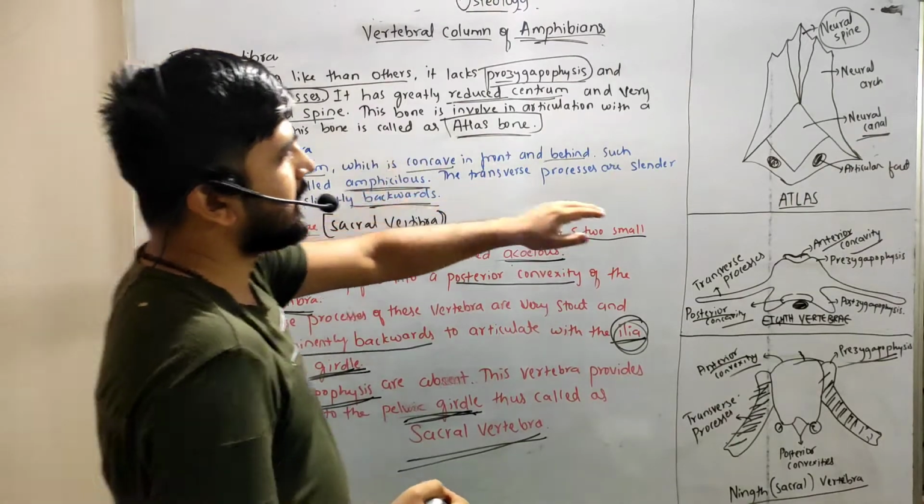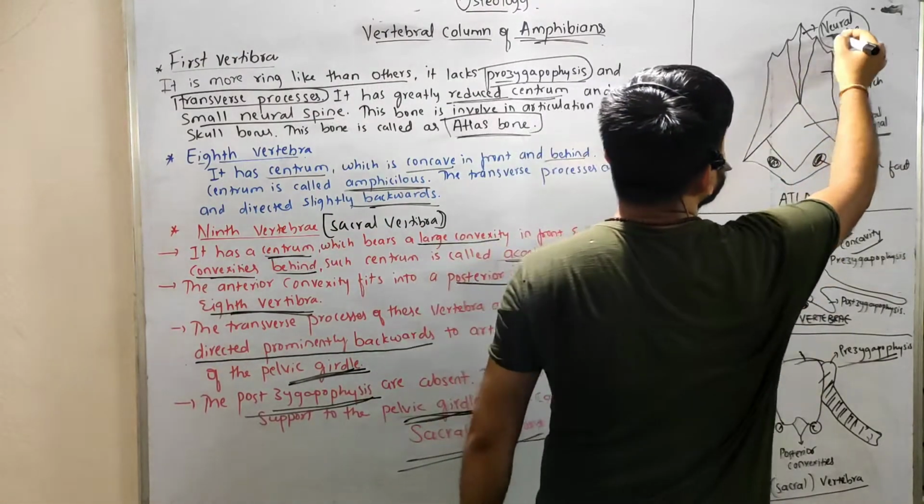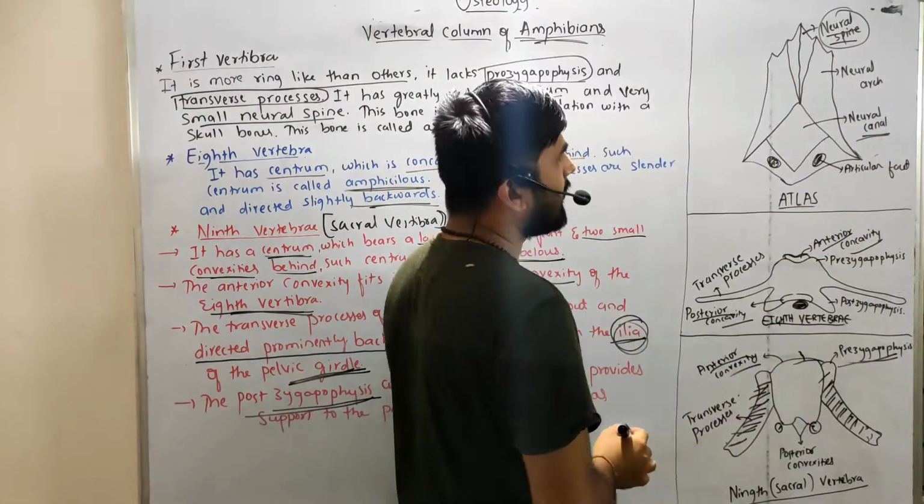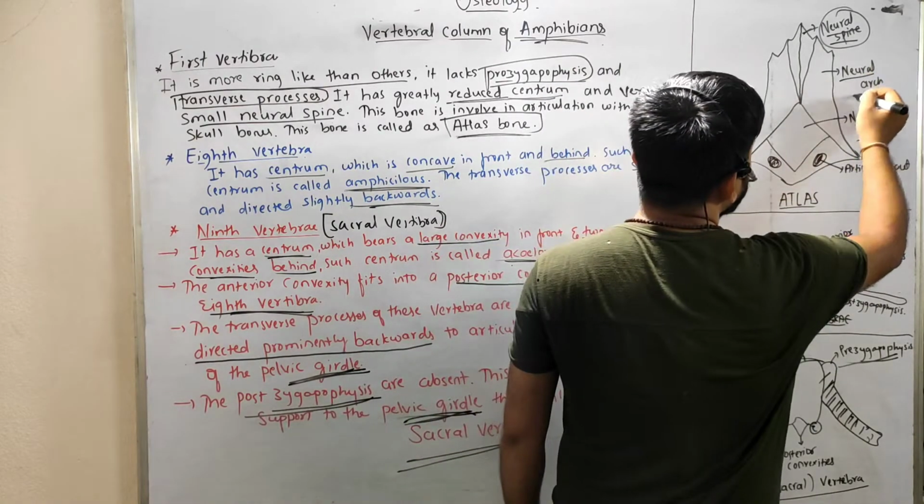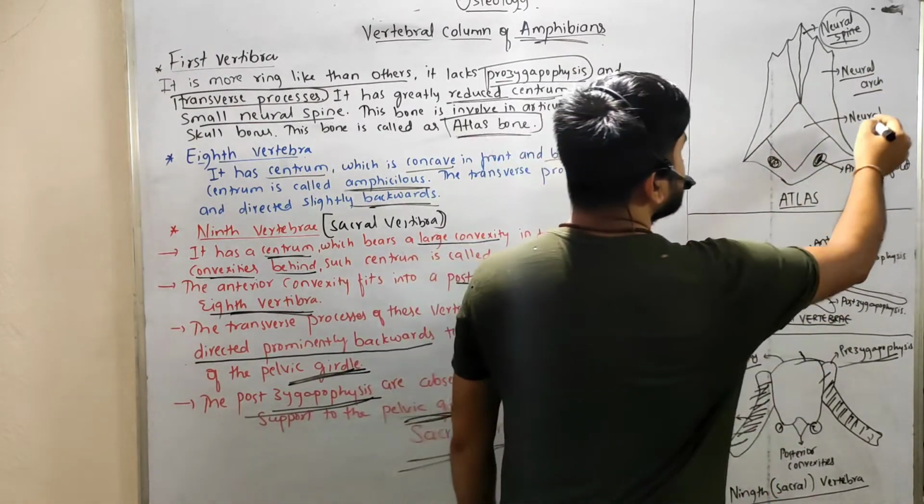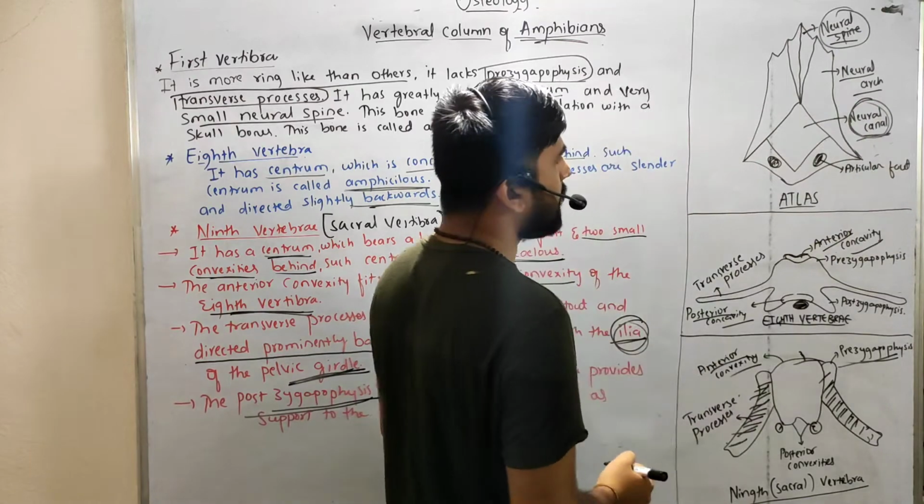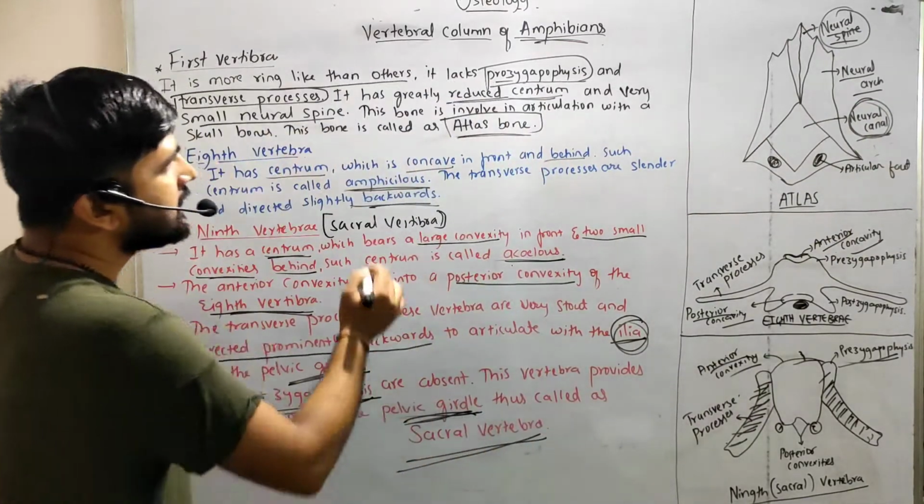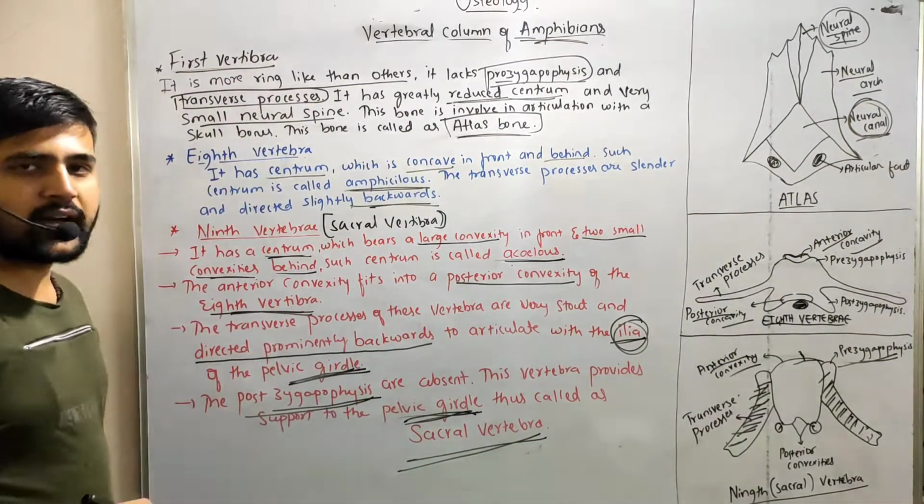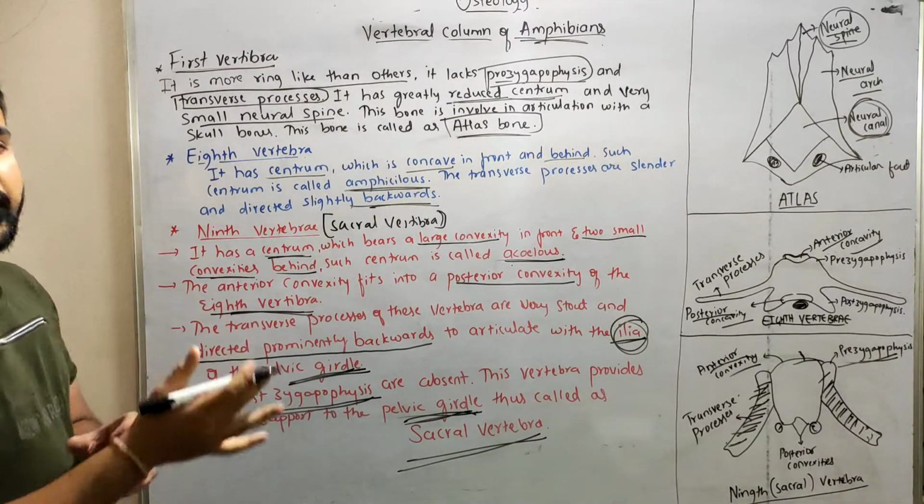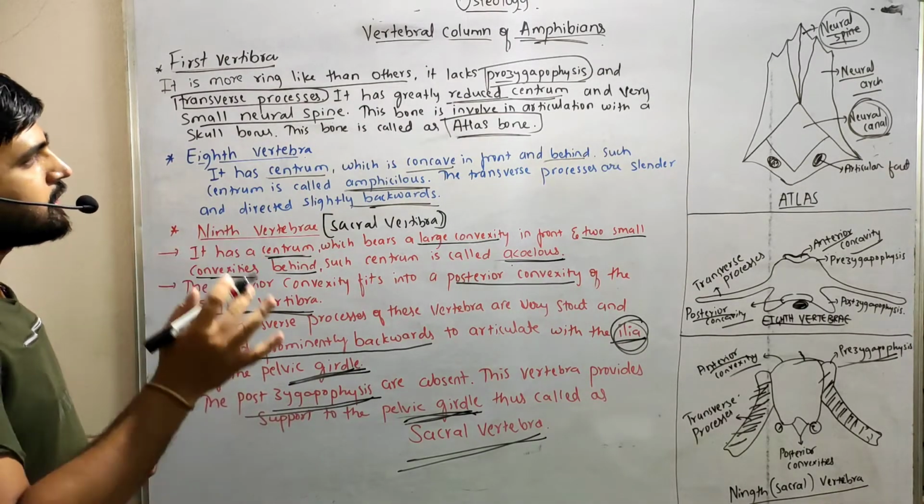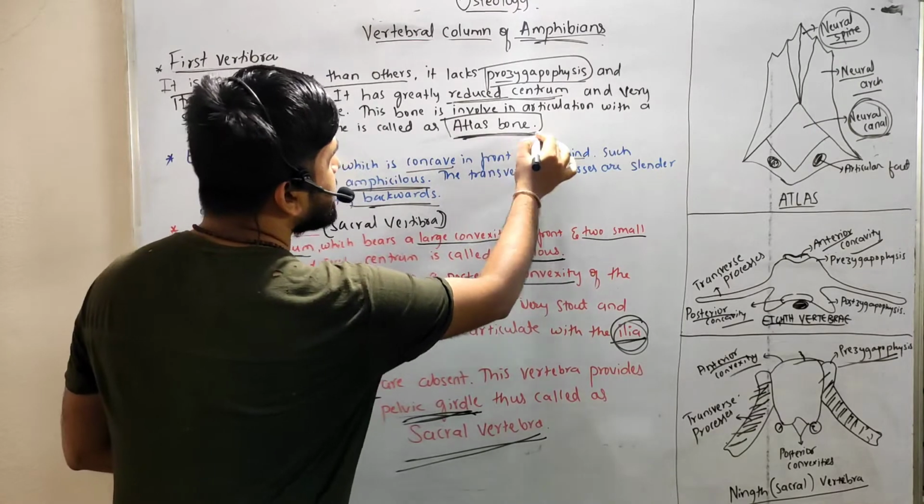Right? So see the diagram here. The neural spine is very small, and it has a reduced neural arch and a very small neural canal. So this first vertebra helps in the articulation with the skull bone. That's why this bone is called the atlas bone.